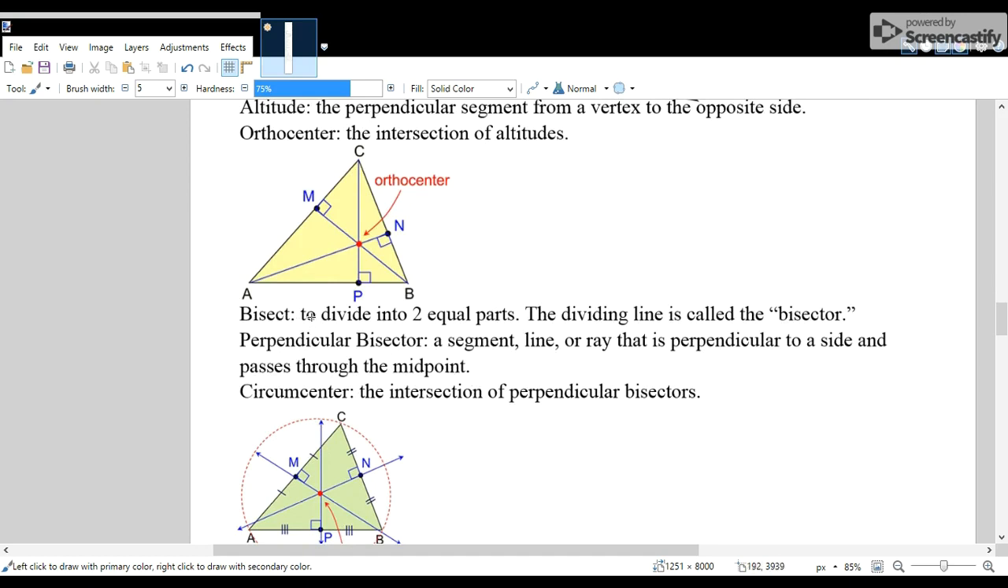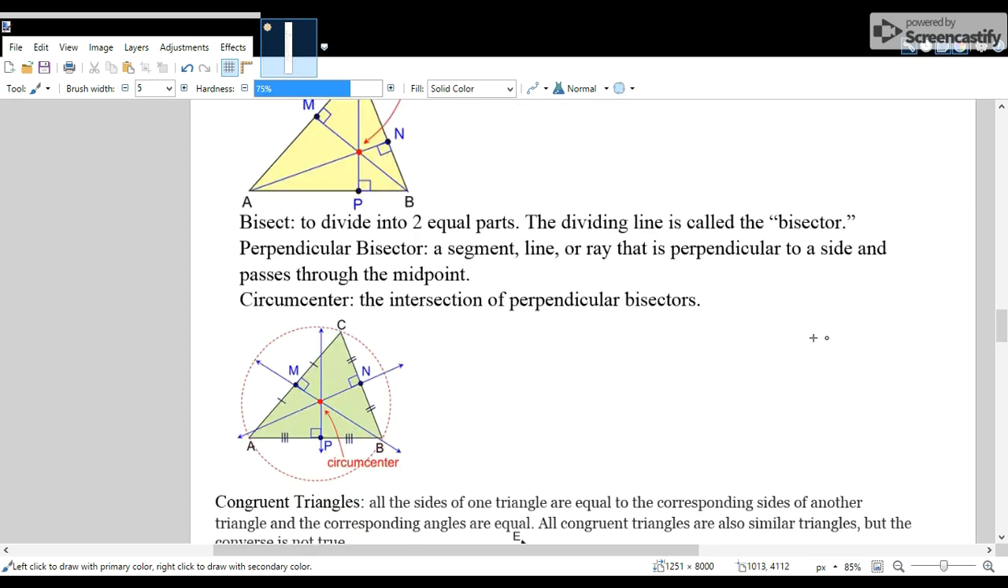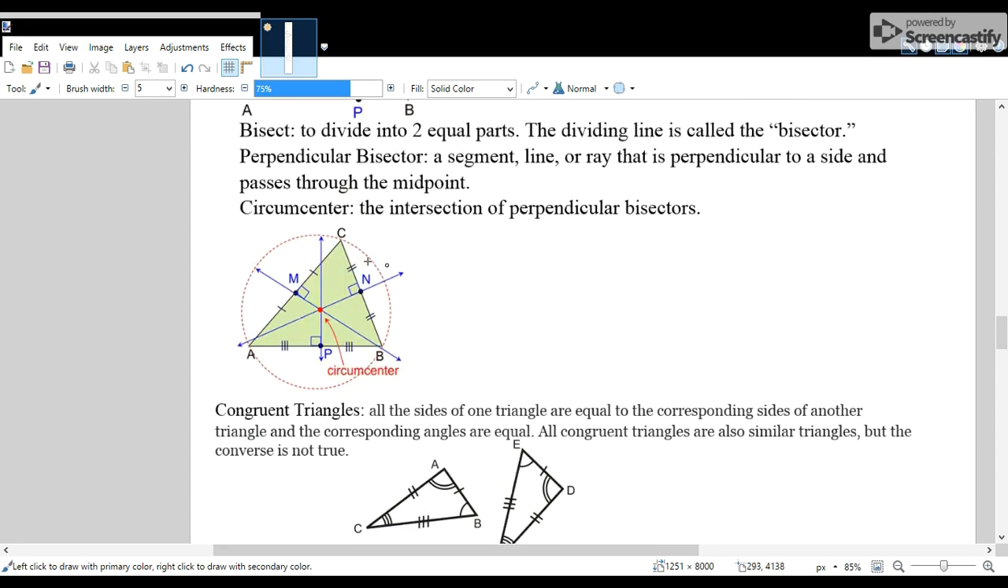To bisect means to divide into two equal parts. The dividing line is called the bisector. Perpendicular bisector is a segment, line, or ray that is perpendicular to a side and passes through the midpoint. The circumcenter is the intersection of perpendicular bisectors. Right here.